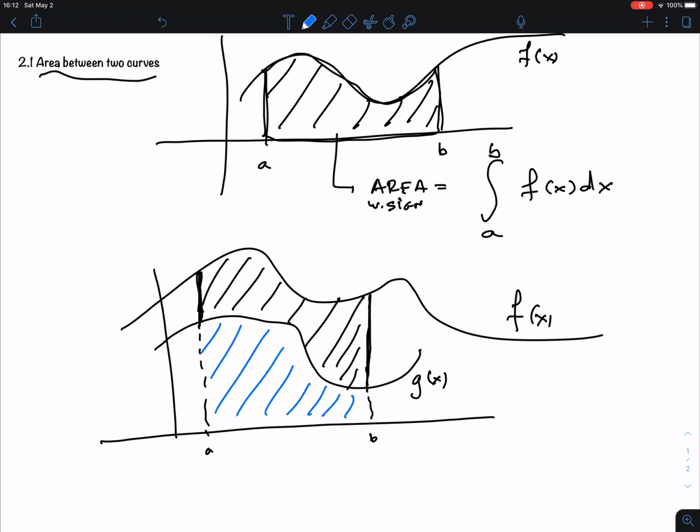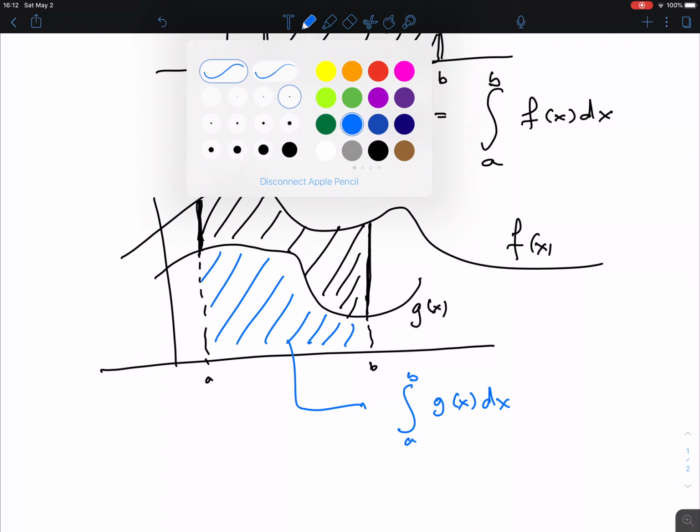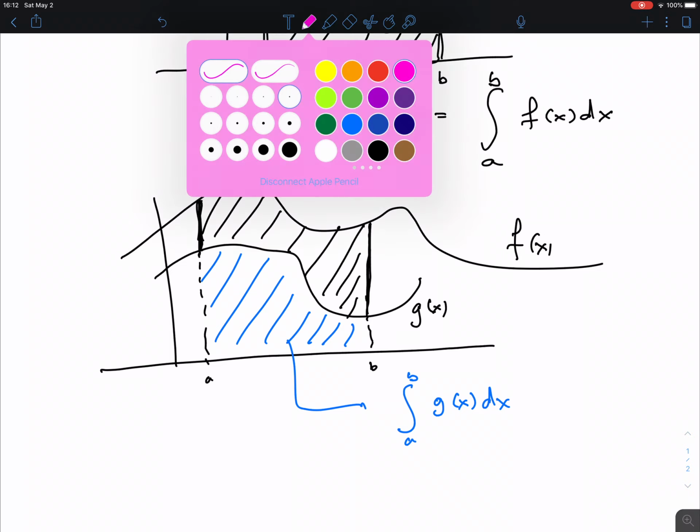What is the blue guy? Well, that's just the area underneath g(x) on the interval [a, b]. So the blue guy is just the integral from a to b of g(x) dx. That's just the blue guy. Now the blue and the black together, what is that? I'm going to make it a little bit purple.